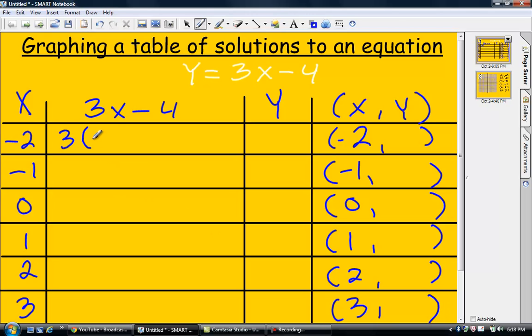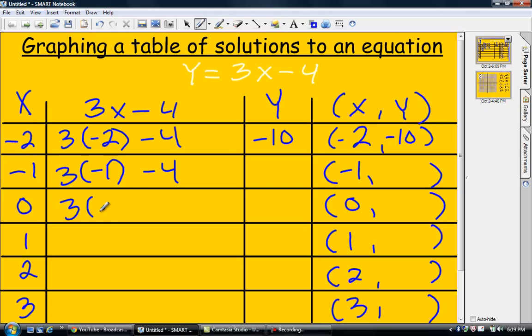Okay, now we're going to input this -2 there. So we have 3 times -2 is -6, minus 4. That's going to give you -10. Now we've just completed our first ordered pair. -2 is our x value, -10 is our y value. Input the second one. Input the third one. And on down the line.